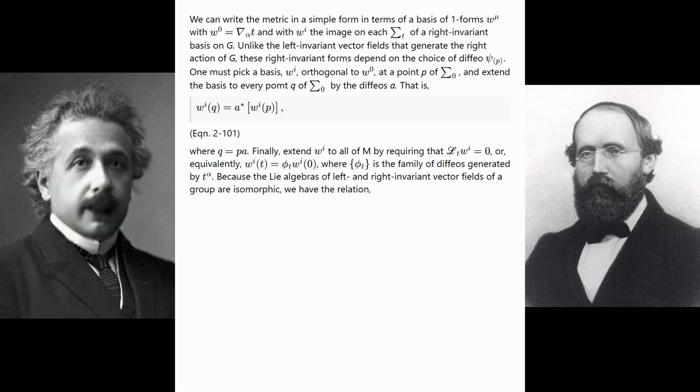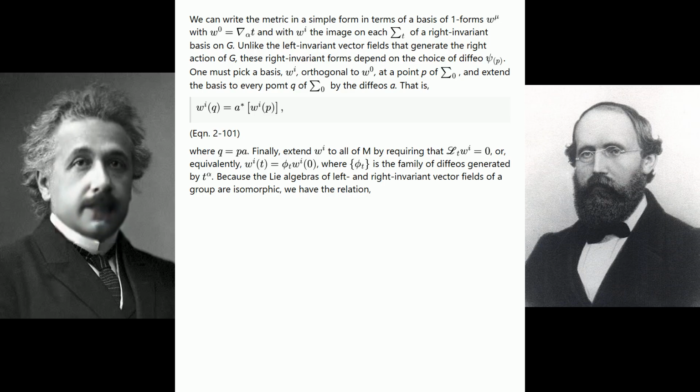We can write the metric in a simple form in terms of a basis of 1-forms ω^μ, with ω^0 = ∇_α t, and with ω^i the image on each Σ_t of a right invariant basis on G. Unlike the left invariant vector fields that generate the right action of G, these right invariant forms depend on the choice of diffeo ψ_p.